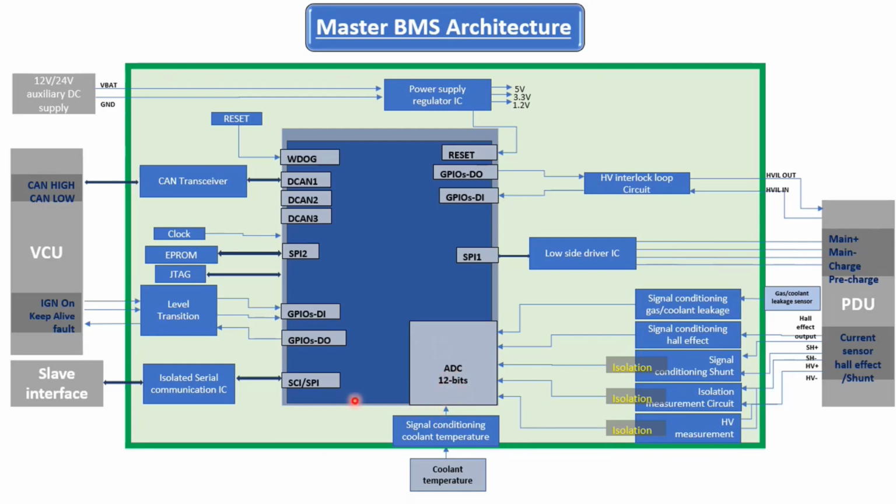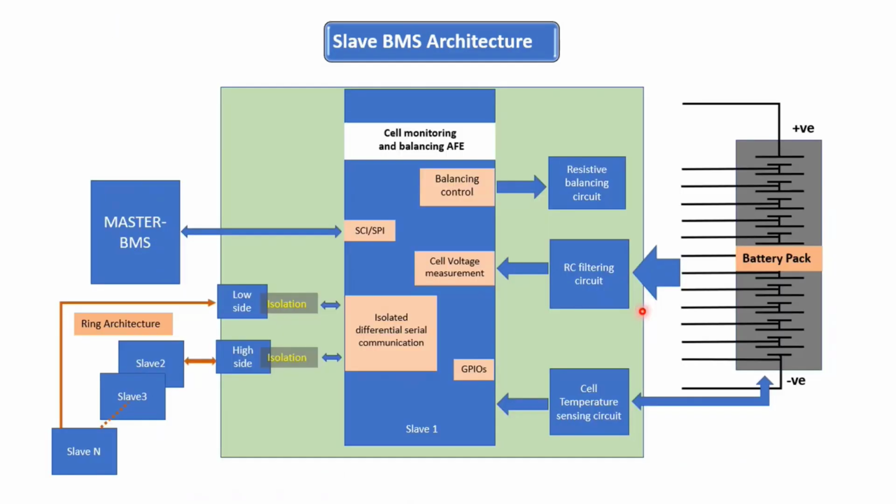Once all this information is done, it will also check, for safety purposes, the high voltage interlock loop circuit, the pre-charging circuit, and whatever other high voltage circuits are there, to see whether they are checked properly or not. When these are all checked, it will go to the next structure, the slave BMS.